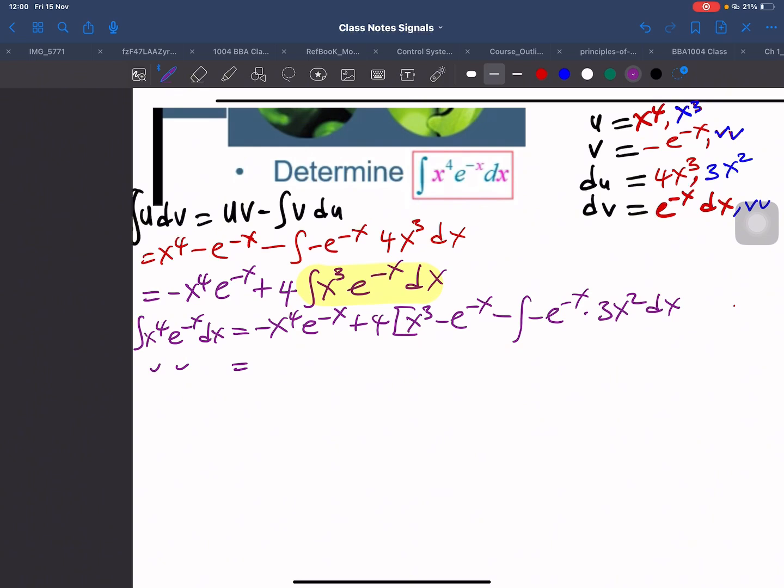minus x raised to the power 4 e raised to the power minus x plus 4. This one is not going to be 4 again, it's going to be minus 4x cube e raised to the power minus x. And then this one is going to be plus 4 times the integral of, 4 times 3 is going to be 12. It's going to be 12, not 4. Plus 12 because of this 3 here.